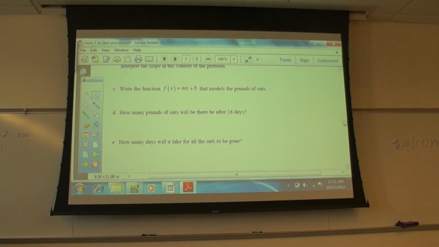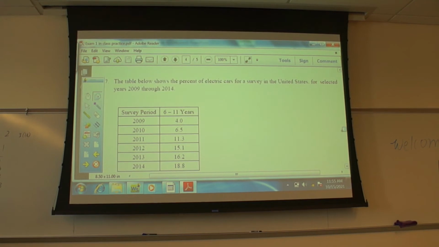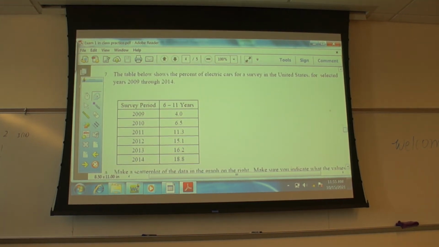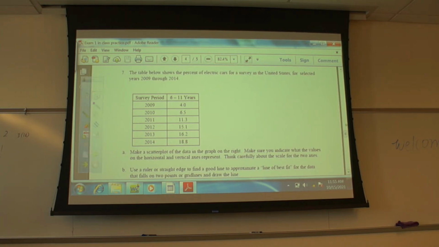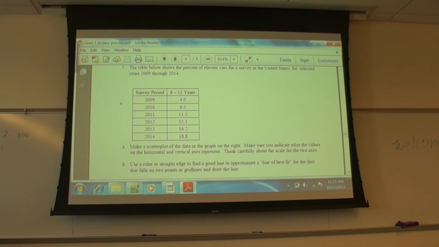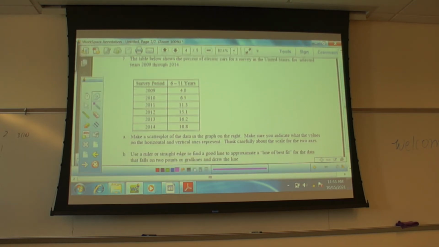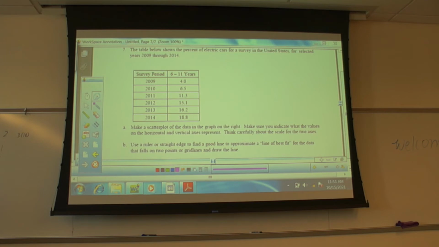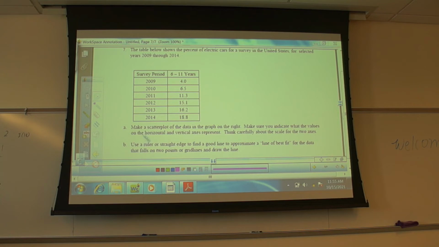Or do you guys want to, while we're on word problems, hop into the word problem now? Your call. What do you guys think? Word problem? Okay, since we're here. This one is going to be the years. Okay, so here, make a scatter plot. I might not even have you guys do that. For ease of time, I might skip that.